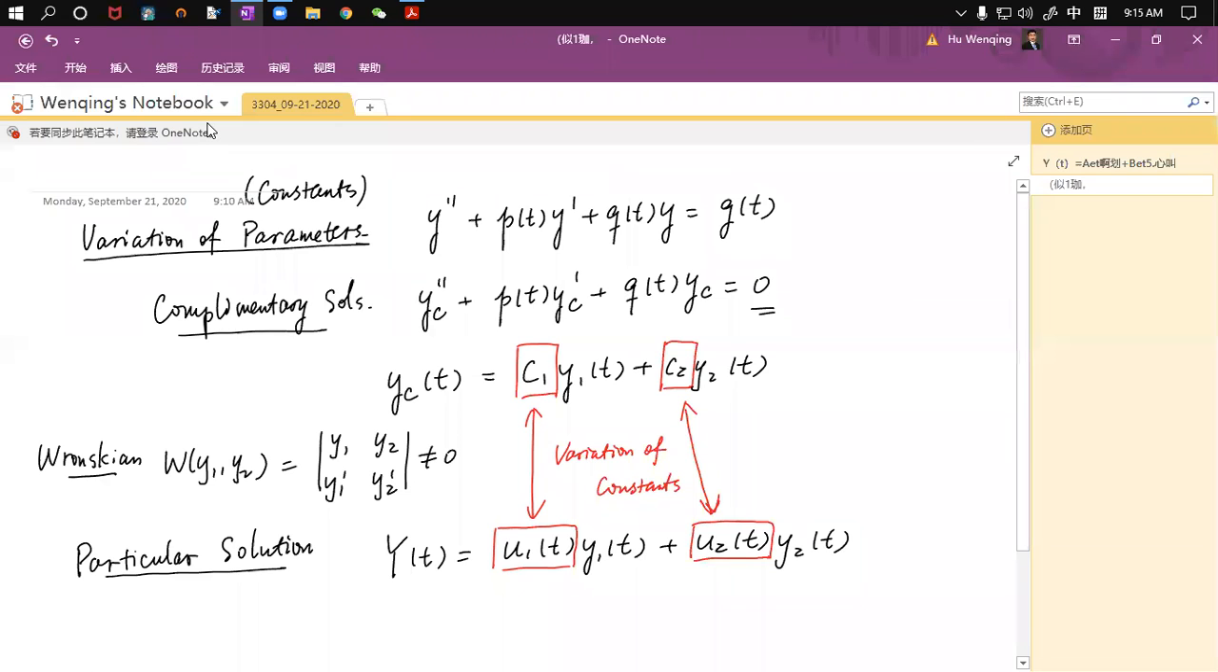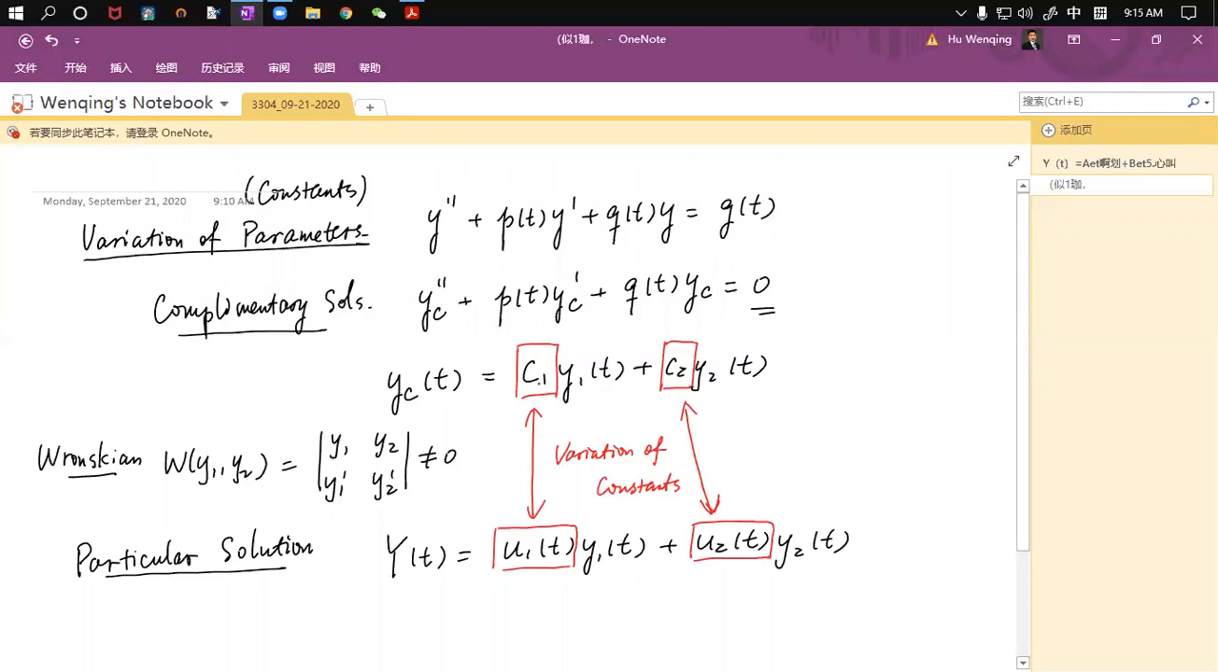But there is a problem here, right? There's an immediate problem that you actually don't know what u1, u2 are. You just know the form, right? We just know the solution has to be in the form of a combination of y1 and y2. Remember, y1 and y2 are the fundamental solutions of the complementary equation, not of the non-homogeneous one, but the homogeneous one, with the Wronskian non-zero.